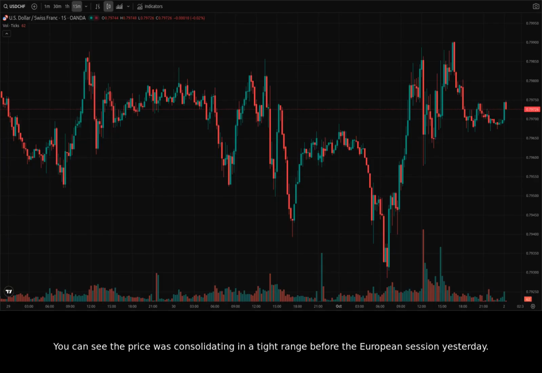You can see the price was consolidating in a tight range before the European session yesterday. Then, we saw a sharp dip, followed by an aggressive breakout to the upside. This is the bounce from the 0.7930s playing out in real time.